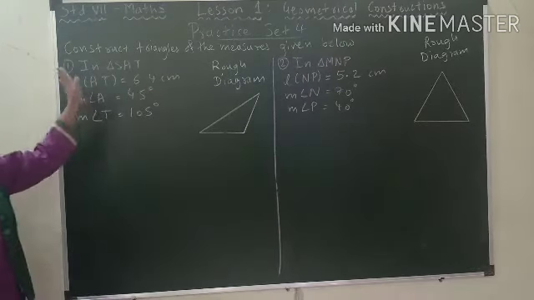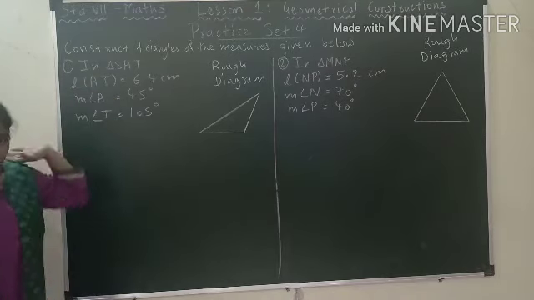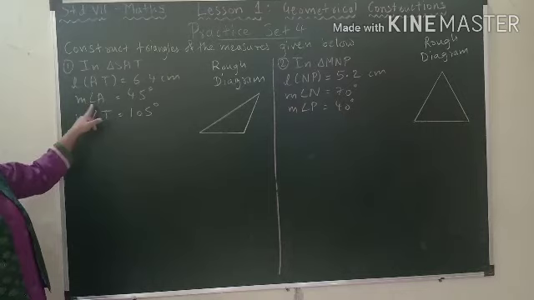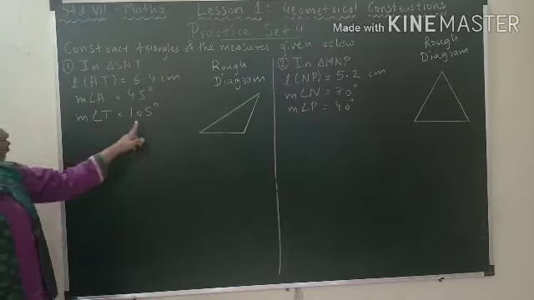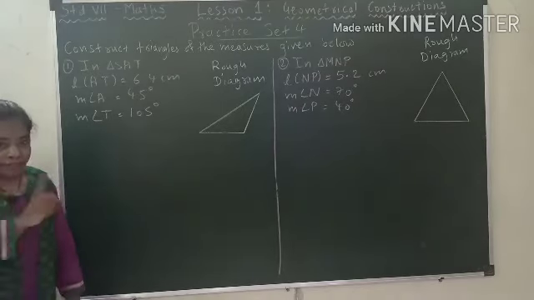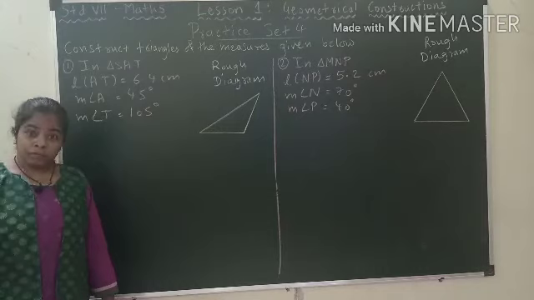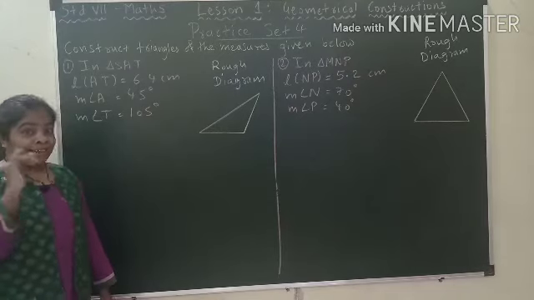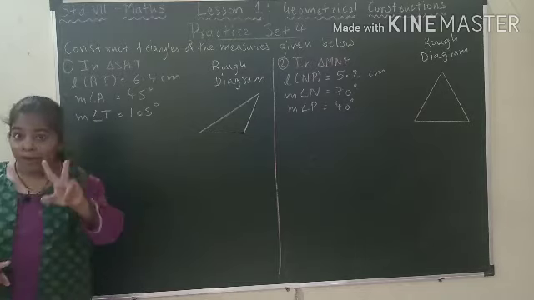First one, in triangle SAT, length of AT is 6.4 centimeter. Measure of angle A is equal to 45 degree. Measure of angle T is equal to 105. Now this construction looks different from the first one which we had drawn. There was one angle in that, and here we are having two angles.